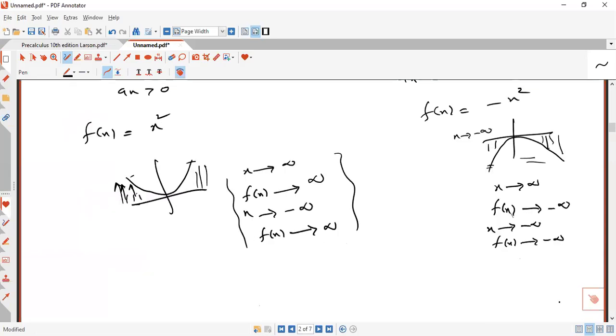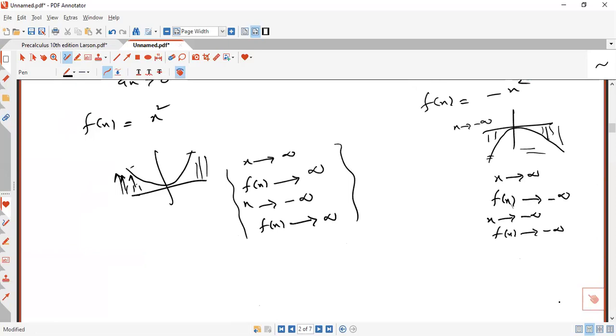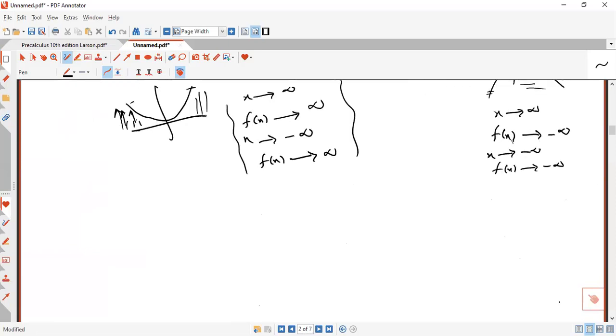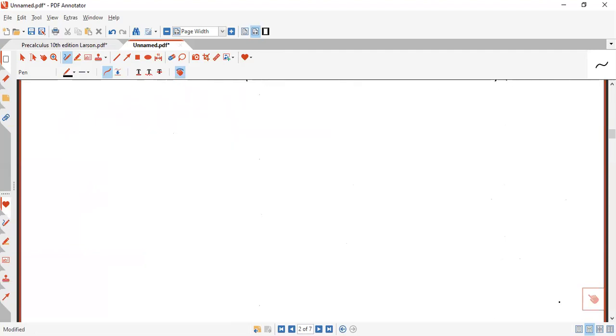Is it clear up to here? It means if we have an even power, it depends on the leading coefficient: if the leading coefficient is positive, then the function will tend to positive infinity. If our leading coefficient is negative, then the function will tend to negative infinity for even n.